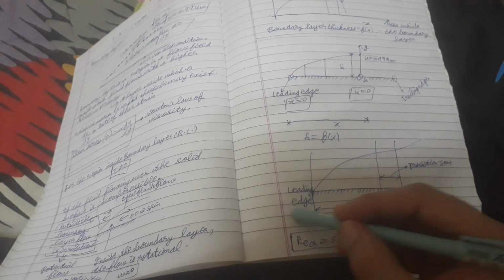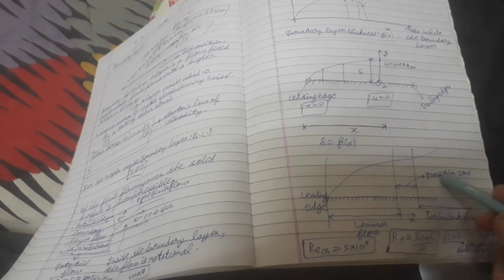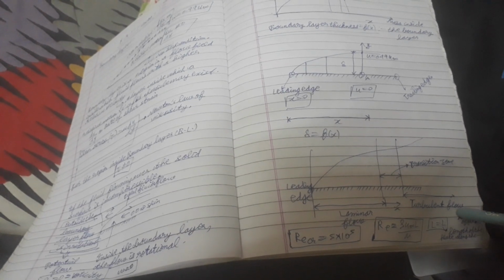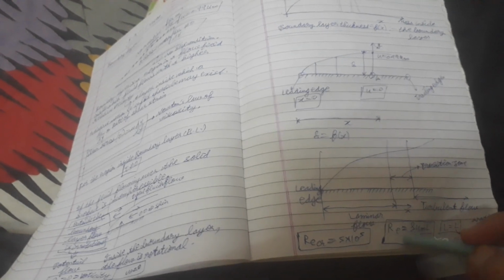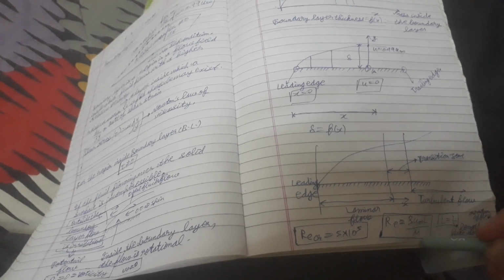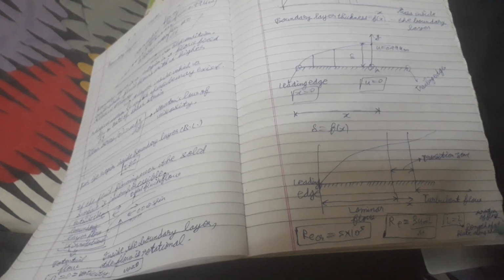This is the leading edge. This is laminar flow. This is x. This is the transition zone. This is turbulent flow. Re critical is equal to 5 into 10 to the power 5. Re is equal to rho u infinity L by mu, where L is the length of the plate along the direction of flow.